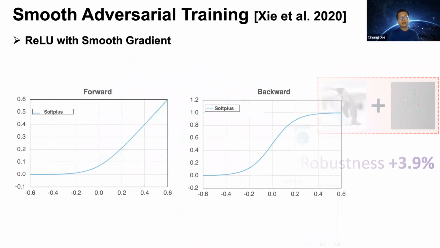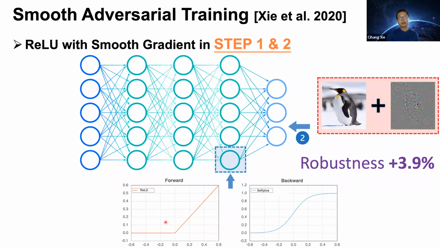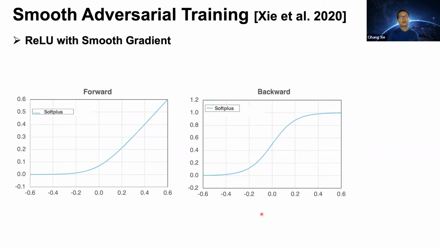And do remember that in this step, in the forward pass we use ReLU, and in the backward pass we use softplus. That can still lead to some discrepancy, because in the forward path and the backward path, you are using very different activation functions, right? So what we do next is we exclusively use softplus. That means the forward is softplus, and the backward is also softplus. We use this one to do the adversary training. And for this one, we can get robustness improved by 7%. That's for softplus.